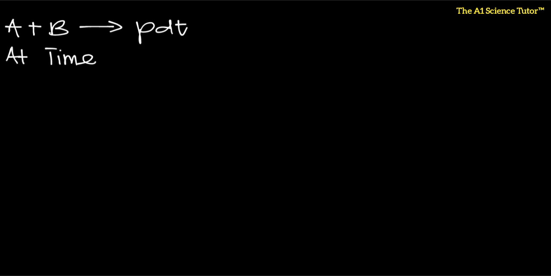So first off, we have the equation of reaction written as A plus B, and that will yield some products. Now, we know that at time t equal to 0, that is the time when no reaction has occurred. And so the rate law will be written this way.